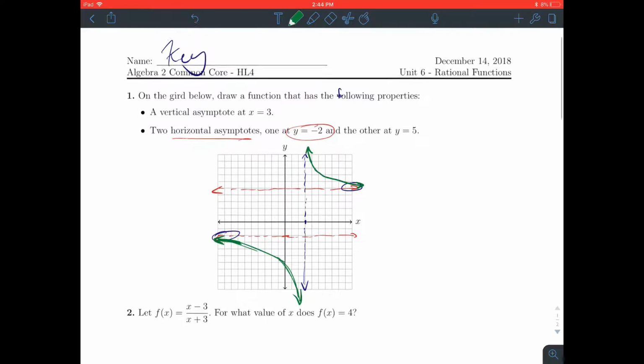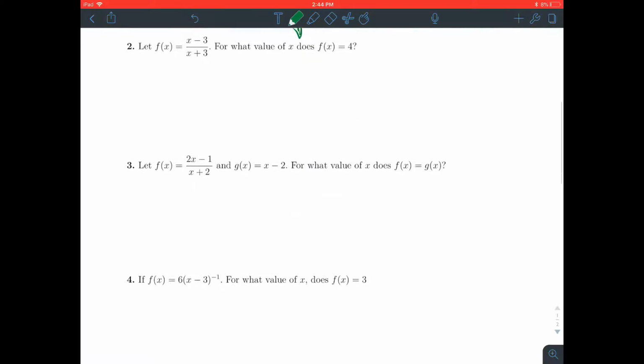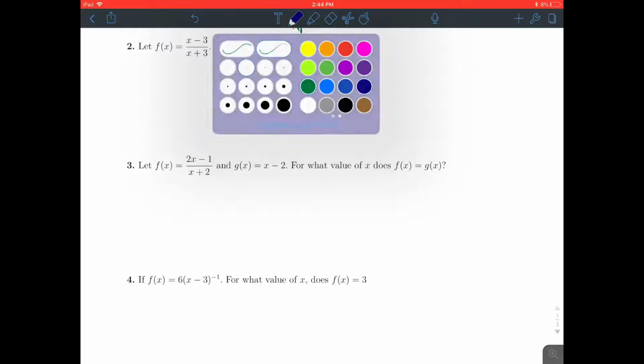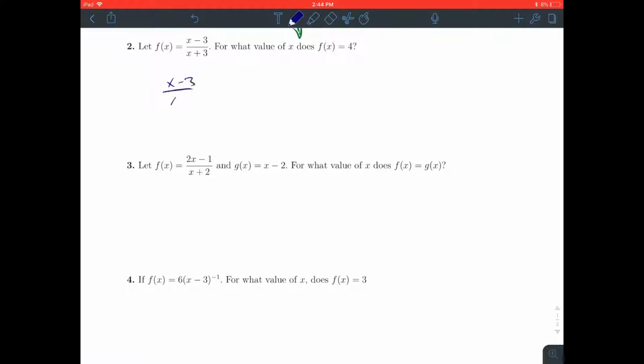All right, so now we jump into the algebra problems that are more familiar from the most recent lesson. So let f of x equal that. We want to know for what value of x does f of x equal 4, so we'll set the function equal to 4. We multiply by x plus 3 on both sides to cancel the division by x plus 3. That gives us x minus 3 equals 4x plus 12.